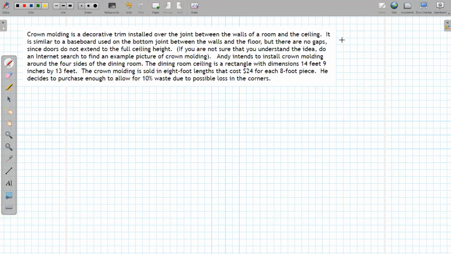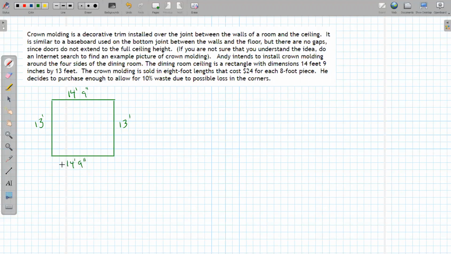So first thing I would do in a problem like this is draw a picture of that ceiling. So I have some rectangle. So let's say here's my 13, 14.9 is just a little bigger than that. So the ceiling looks something like this, and then label those measurements in there. So we have 13 feet here and here, and then 14 feet, and 9 inches.